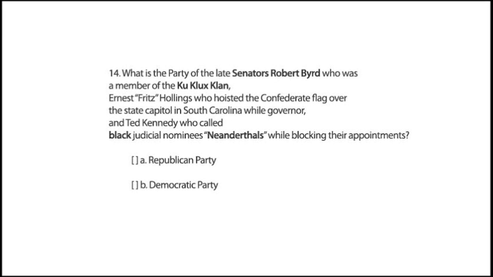What is the party of the late Senators Robert Byrd, who was a member of the Ku Klux Klan, Ernest Fritz Hollings, who hoisted the Confederate flag over the state capitol in South Carolina while governor, and Ted Kennedy, who called black judicial nominees Neanderthals while blocking their appointments?